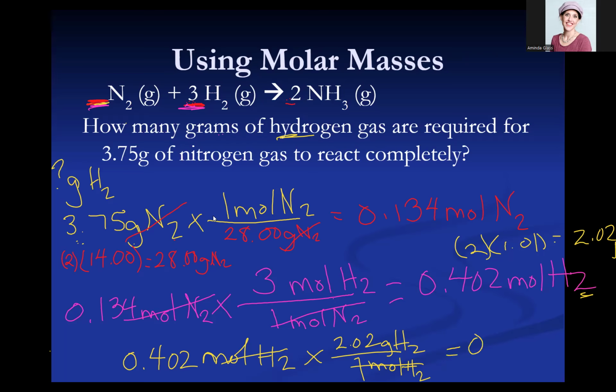If I have 3.75 grams of nitrogen, I only need 0.812 grams of hydrogen. I know that's a lot. Let me know if you need help.